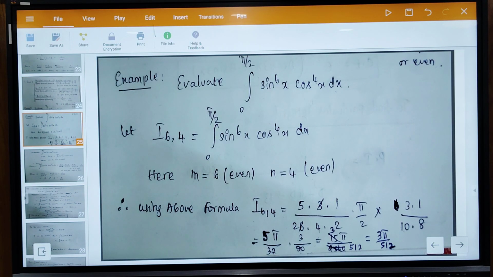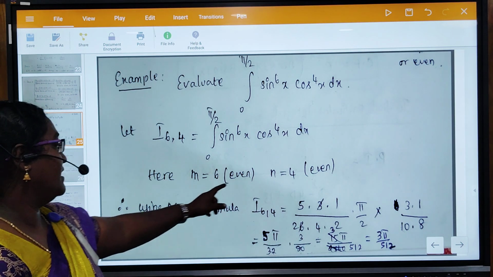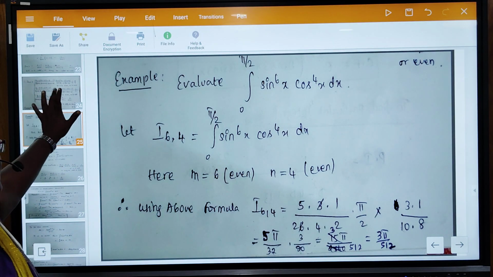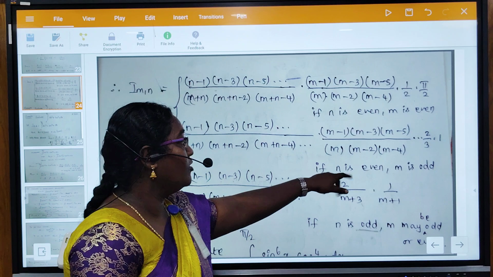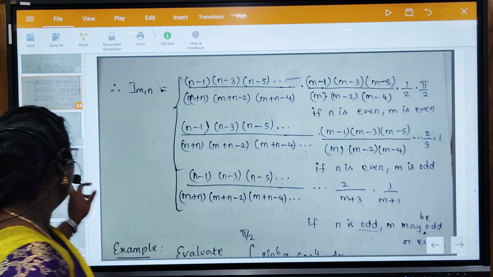So here we are seeing the formula problem sin power 6 x cos power 4 x dx. Here m is 6, n is equal to 4. If n is even, we have two formulas based on m. If m is even, we have the above formula. If m is odd, we have the above formula.